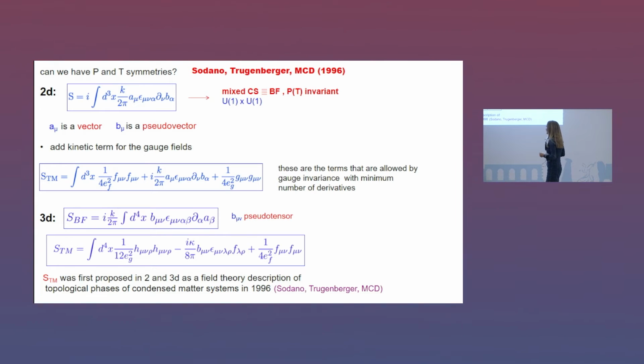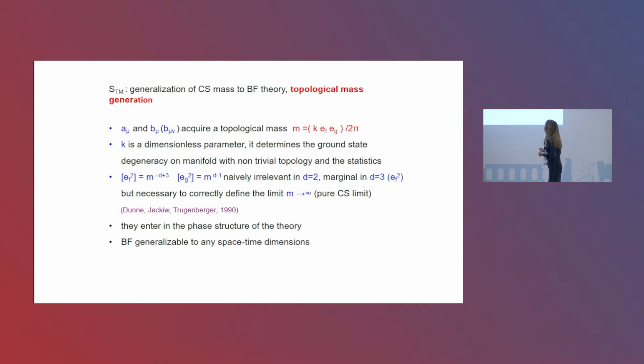This is just the equivalent of the Maxwell term for the tensor field. And this is, again, the Maxwell term for the A field. This action was originally, in 2 and 3 dimensions, proposed by Pasquale Sodano, Carlo Trugenberger, and myself back in 1996 to describe topological phases of matter. Now, a characteristic of the Chern-Simons and the BF action that I wrote is that the two emergent gauge fields, the gauge field and the pseudo-tensor gauge field, acquire a mass that is given by this expression.